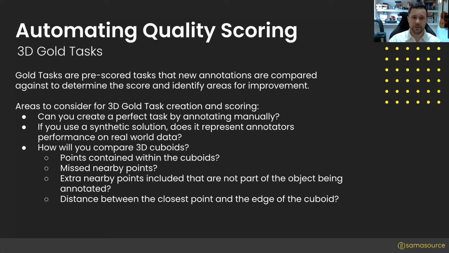So an area to consider for gold tasks is: can you actually create a perfect task, or a ground truth task, by annotating manually? It's actually quite a difficult thing to do, and there may be some variation there.